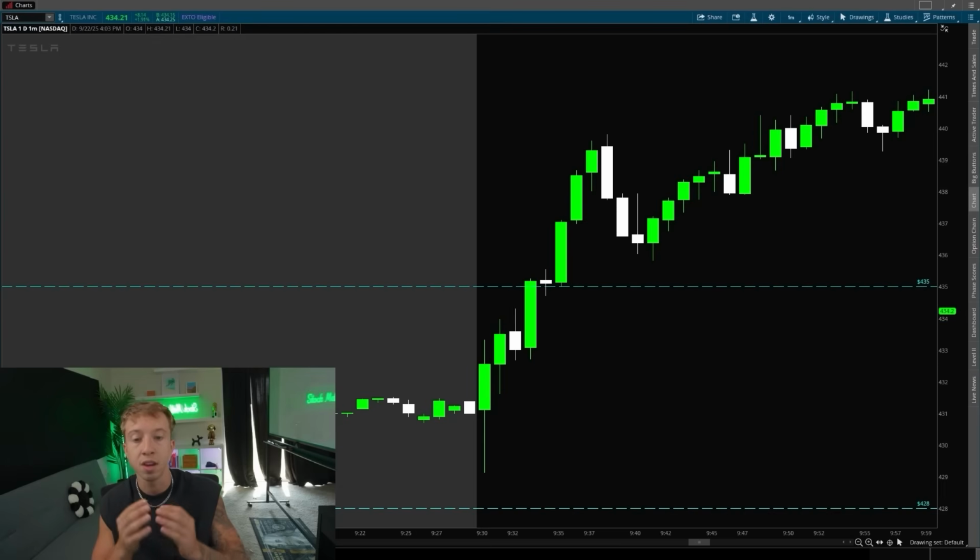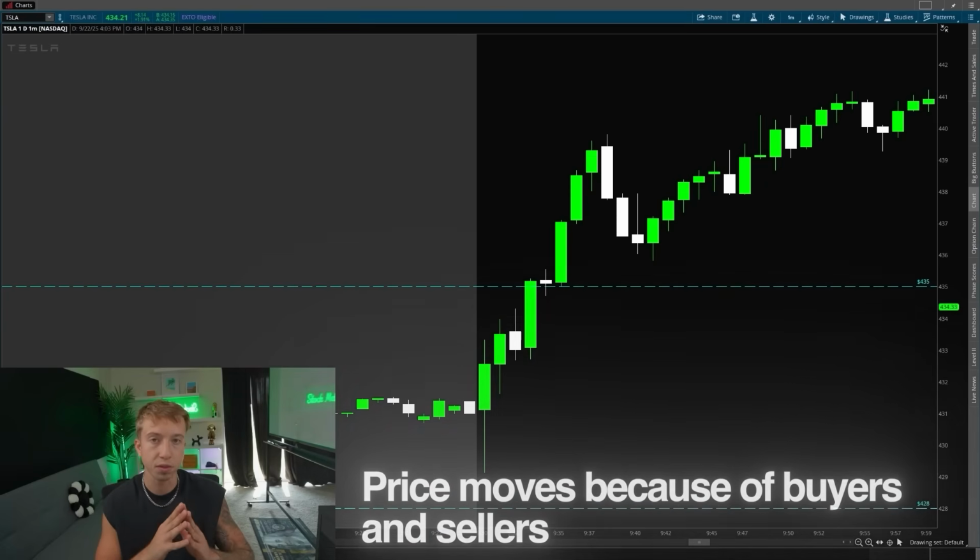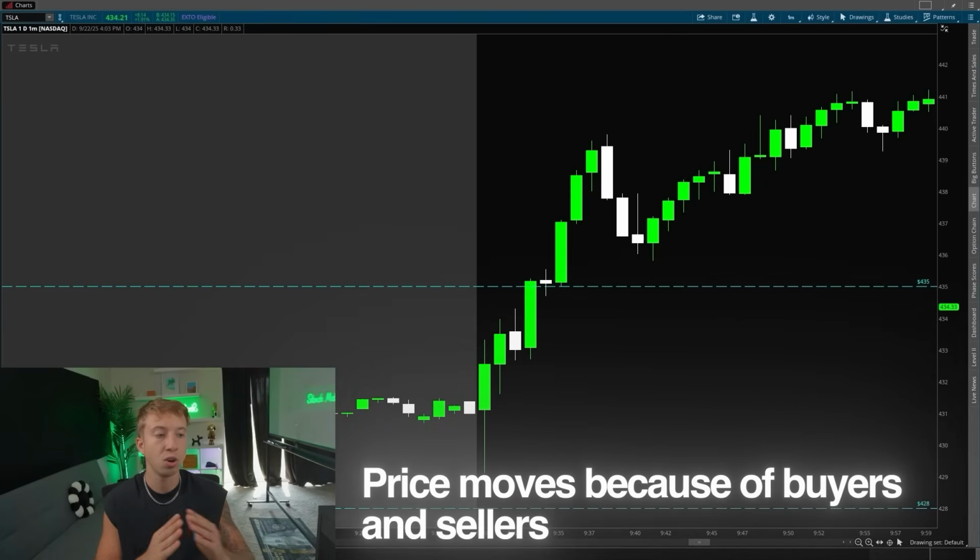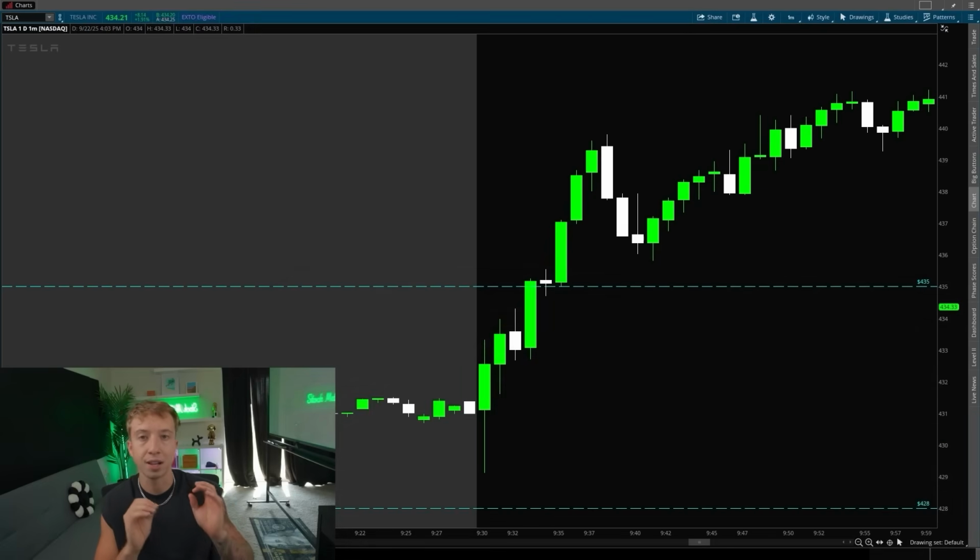Now, the problem is most of these indicators are lagging. Why is that a problem? Why would you want lagging information, right? What is the reason why price action moves? Why does price move? There's buyers and there's sellers. So if we could find a tool that allows us to identify what the buyers and sellers are doing real time, then we could have a pretty nice strategy.